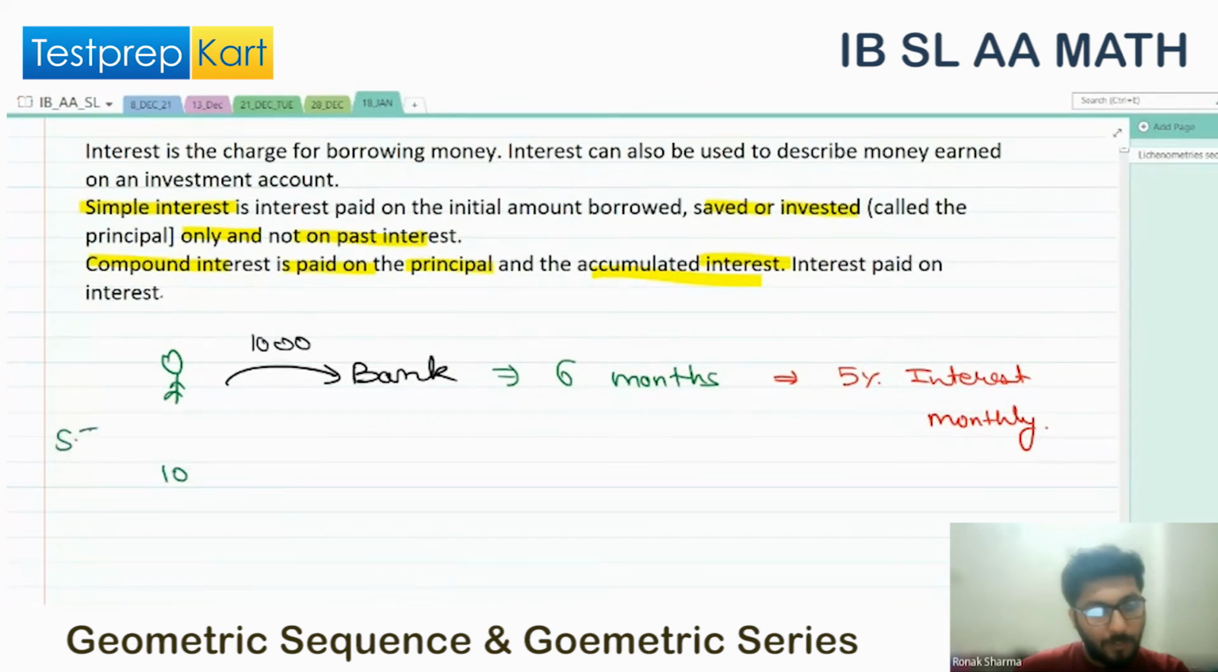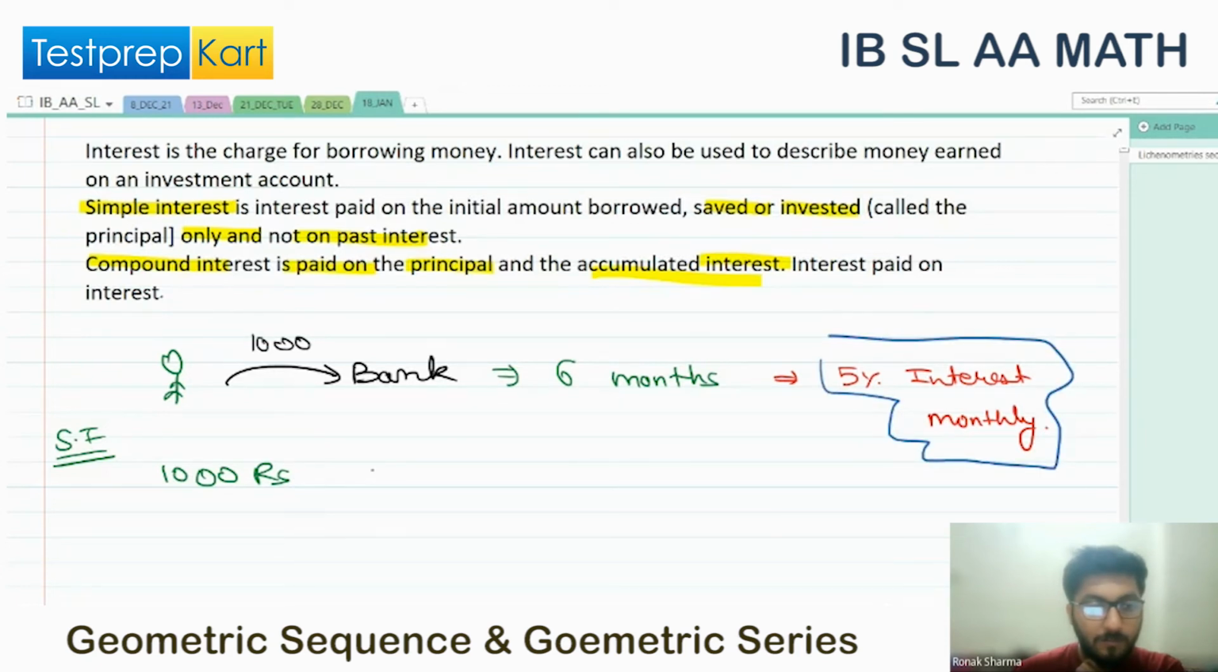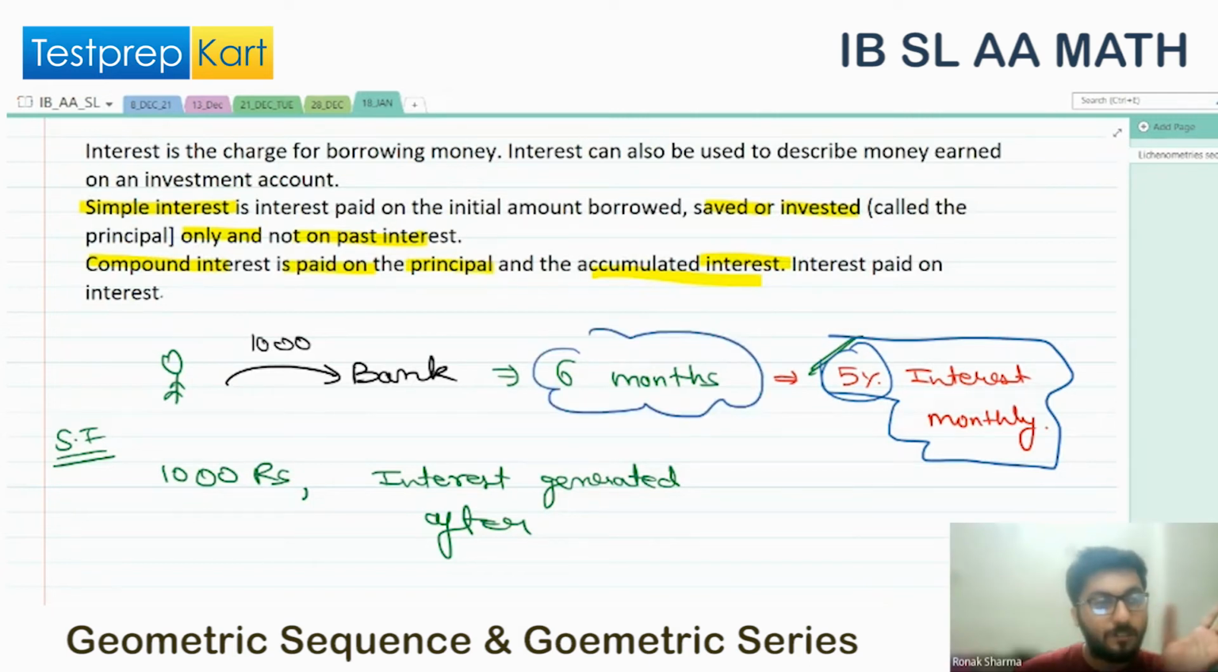If we are talking about simple interest, 1,000 rupees is there, right? The 5% interest is monthly. So what will be the interest generated after 1 month? Just try to understand it. In 1 month we'll get some interest, because the bank is saying that if you keep the money for at least 1 month you get 5% extra. And we are putting it for 6 months, but first let us calculate the interest generated after 1 month.